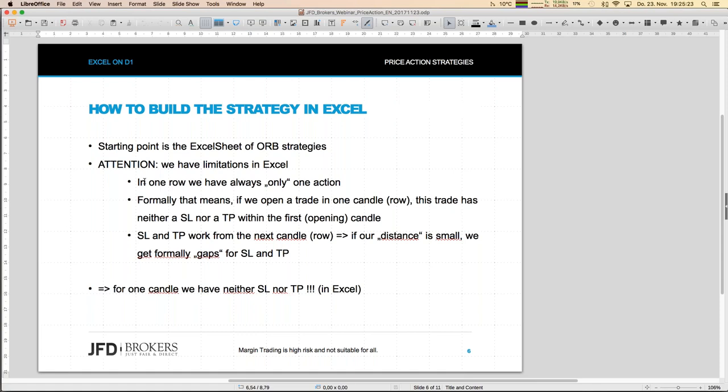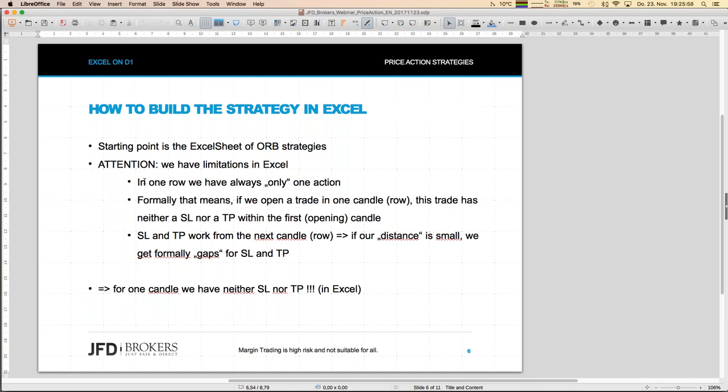If that's the case, within a D1 candle we can later not distinguish any stop loss and take profit. That's simply impossible, especially as we don't know whether the stop loss is hit first and the take profit later, or the other way around. That's simply impossible if you look at the four numbers of a single candle. So it's a limitation you always have when you deal with these kinds of strategies.